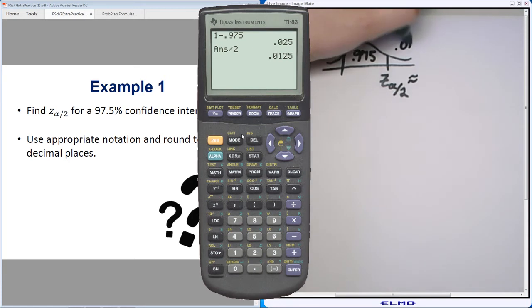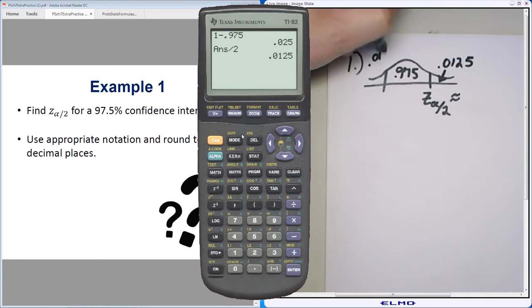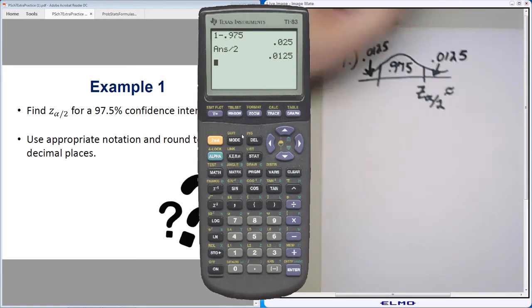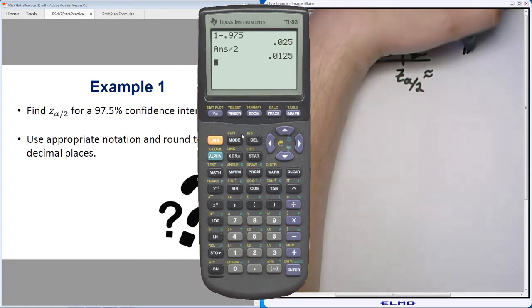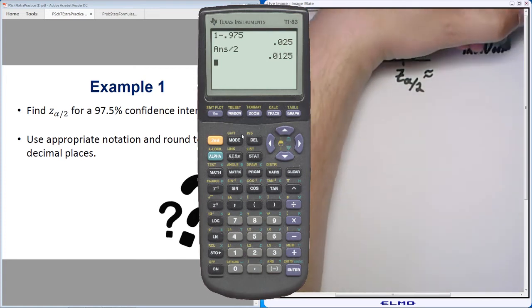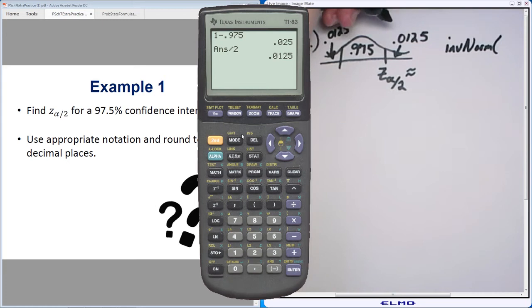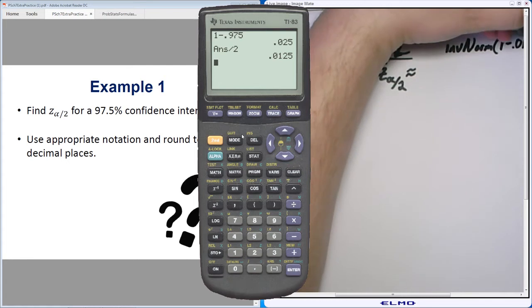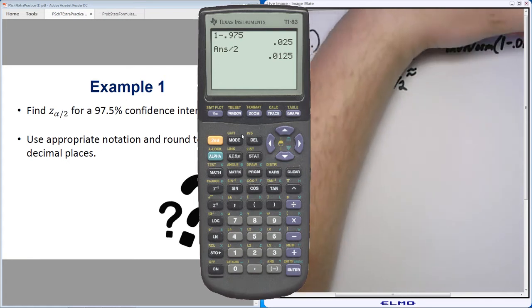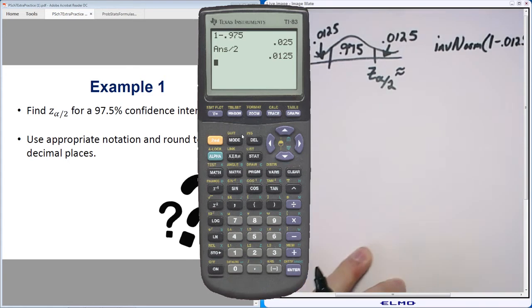And 0.0125 is in each tail. If you add up all 3 of those numbers, you'll get 1, or 100%. Now I just need the z-score on the right-hand side. So I'm going to use the command inverse norm. The total area on the left is going to be 1 minus 0.0125. 0 and 1 are the mean and standard deviation.